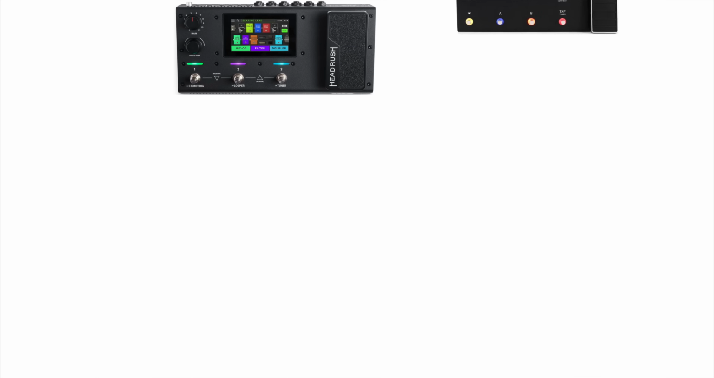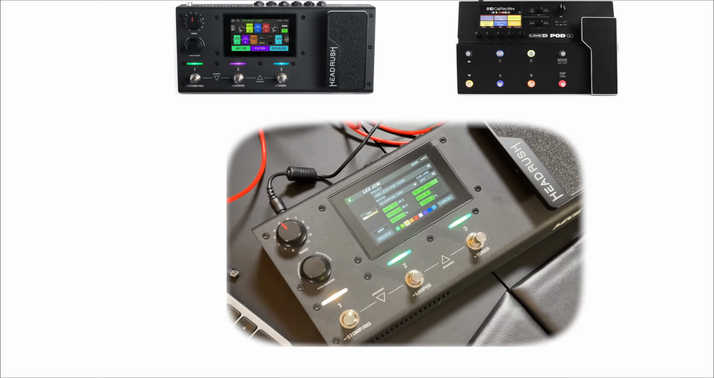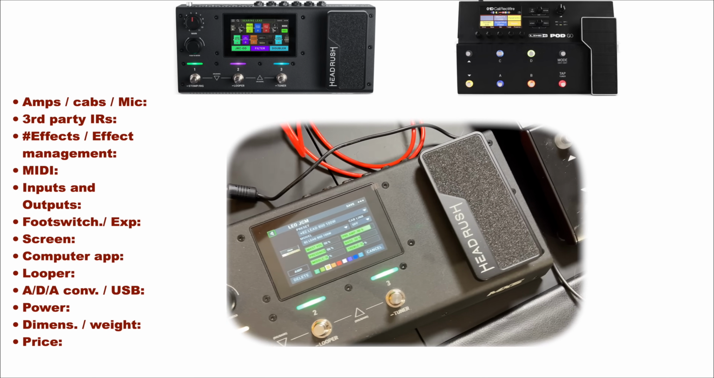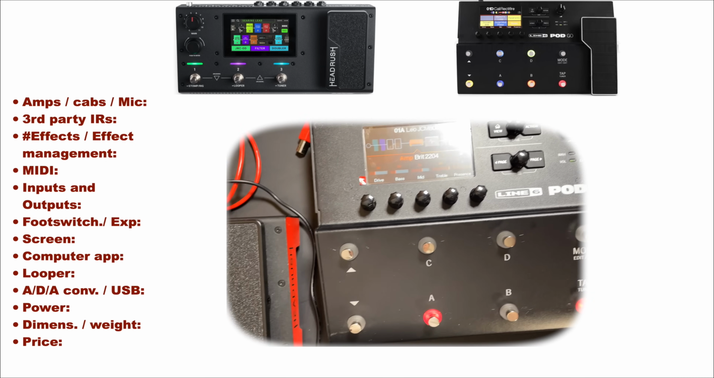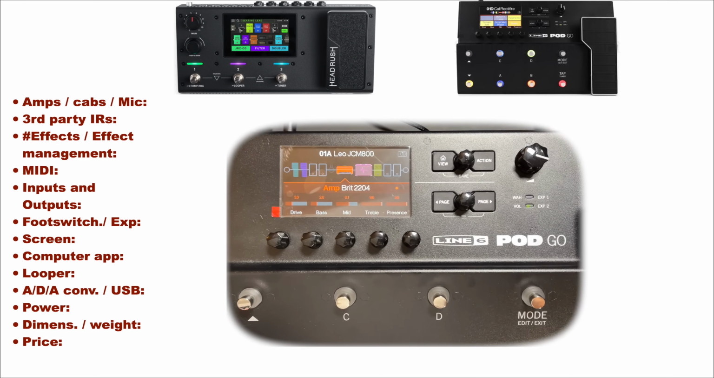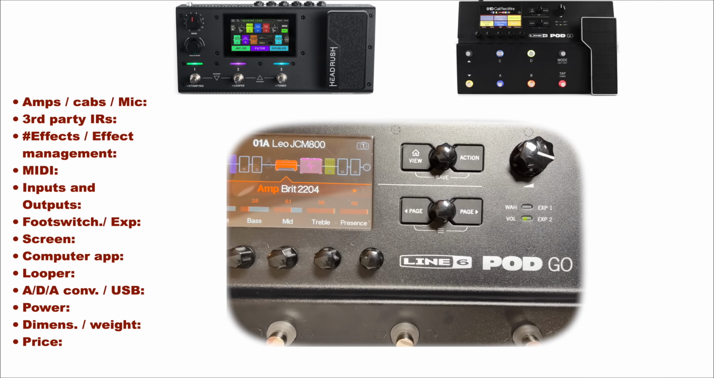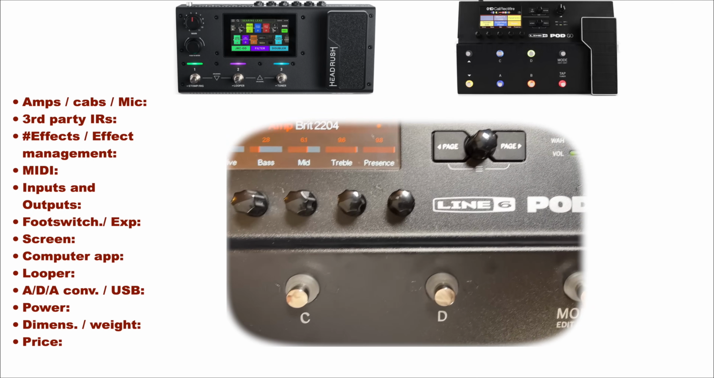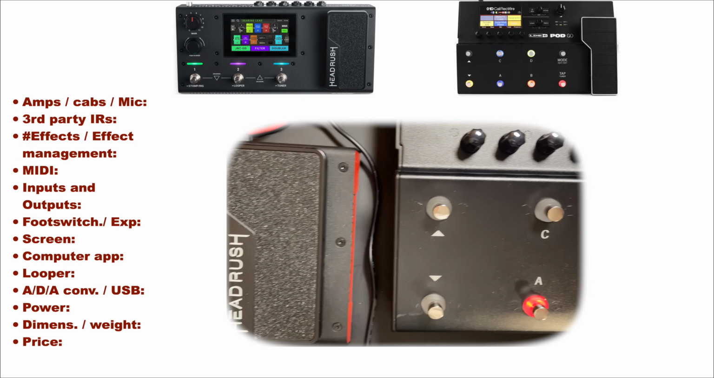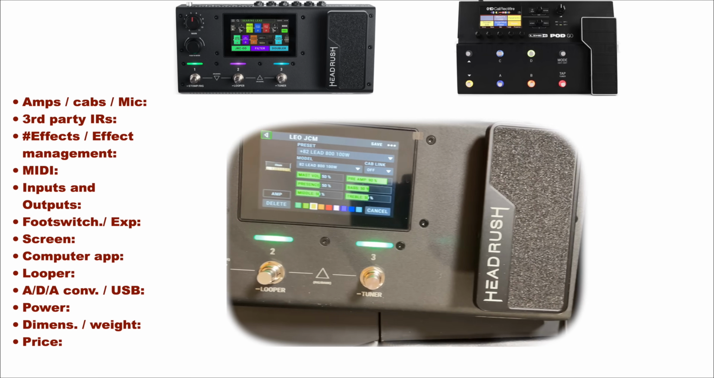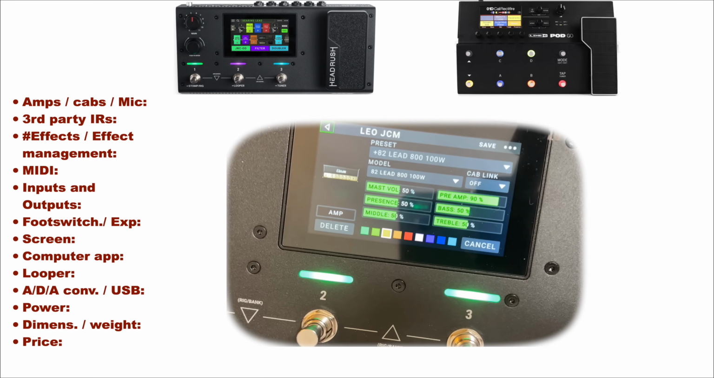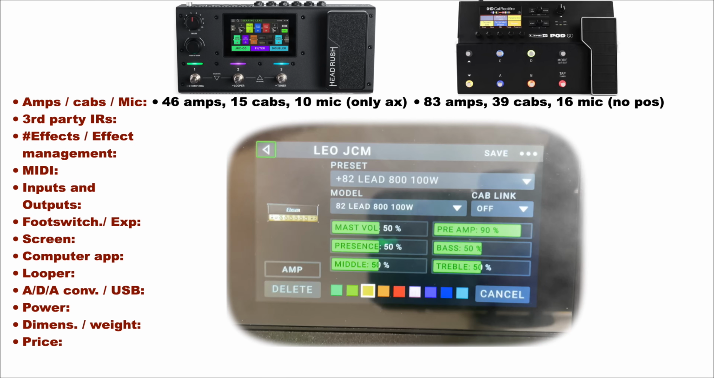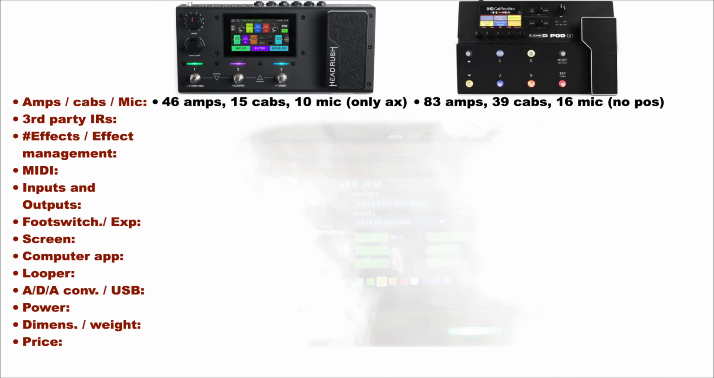We will now compare the two units among the following parameters: number of amps, cabs and mics built-in, third-party IRs availability, number of effects and effect chain management in general, MIDI availability, inputs and outputs, foot switches and expression pedal, screen size and type, computer app availability, looper and drum machine, ADA conversion and USB channels, current power, dimensions, weight and price.